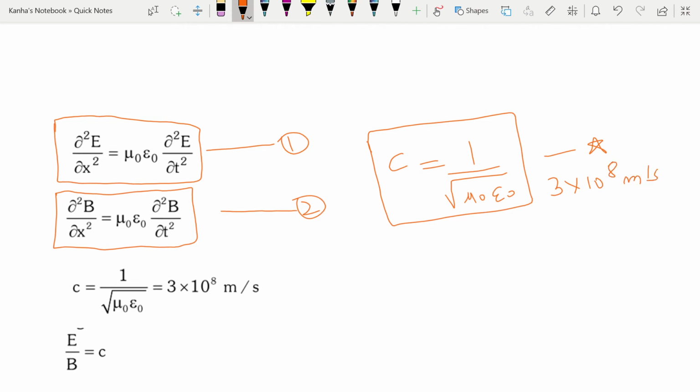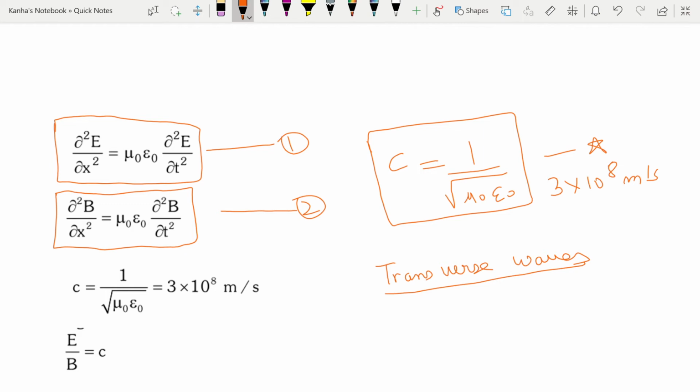Secondly, you should note that the electrical and magnetic fields of the electromagnetic wave are perpendicular to each other and also perpendicular to the direction of wave propagation. Therefore, they are transverse waves. Sometimes factual questions are asked based on these.